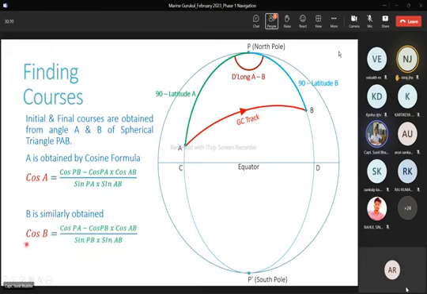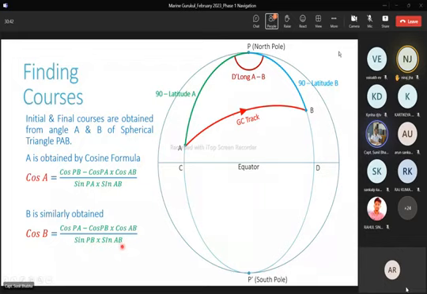Cosine formula will now say cos of B is equal to cos of PA. You can see PA is the opposite side to angle B, minus cos of PB. PB is the adjacent side, multiplied by cos of AB. AB is the second adjacent side to angle B, whole divided by sine of PB into sine of AB.